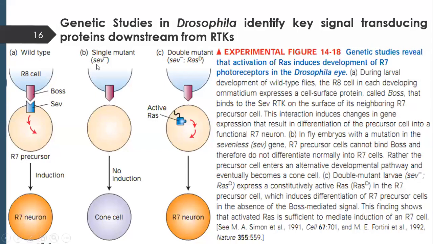But when the SEV receptor is not expressed there, what will happen? There will be no induction of this R7 neuron. The cell will be converted into cone cells. So ये cone cells में convert हो जाएंगे. Similarly, when there is no SEV receptor, this RTK receptor नहीं है, लेकिन RAS D मौजूद है. So what will be happening if there is RAS D? This will be constitutively expressed, and this will be expressing R7 neuron just like normal cells. Got my point? Am I clear?